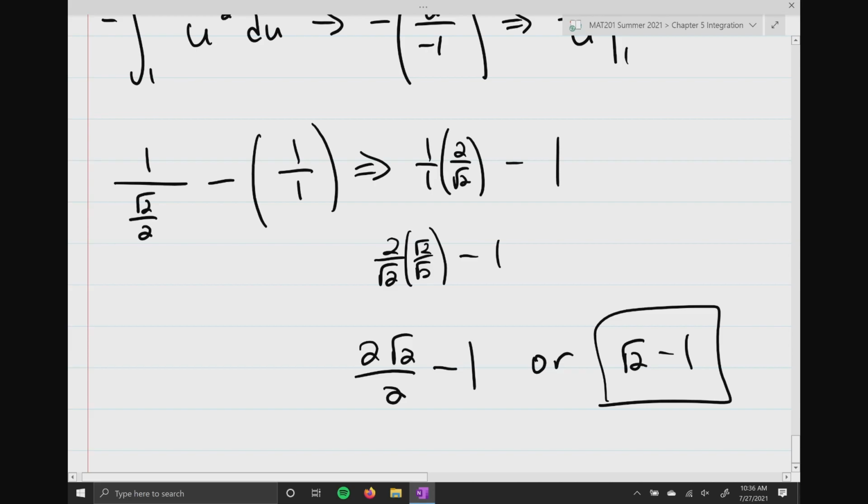So I hope this is helping. I hope it makes sense. All right? If you want to, you can go ahead and do this by making your substitutions for x back in, and you're going to get the same exact answer no matter what. All right? And that's about it for today.